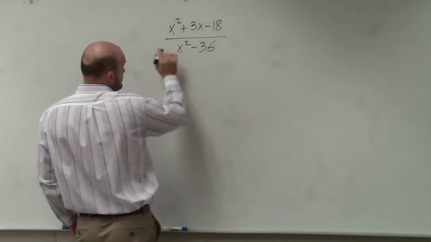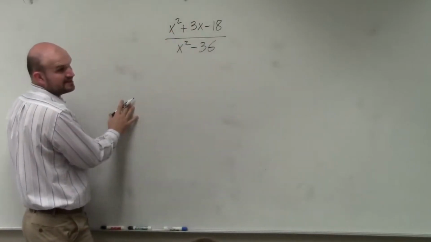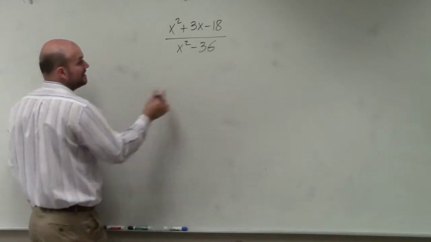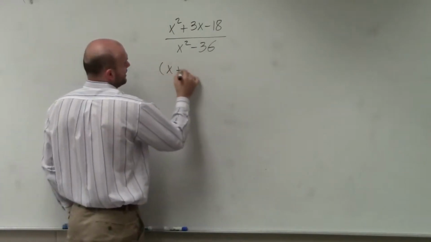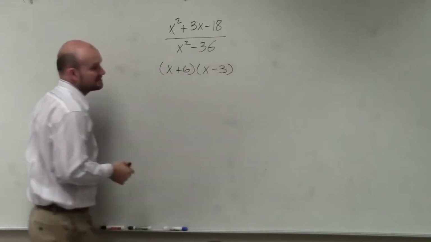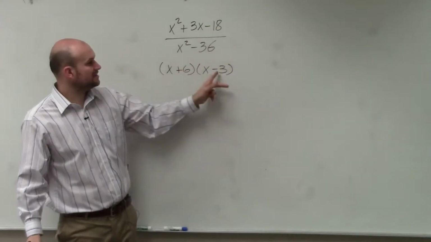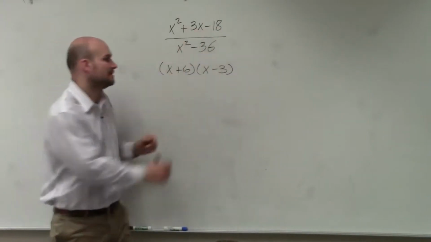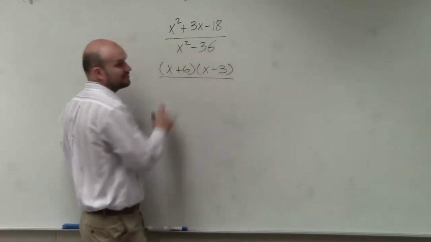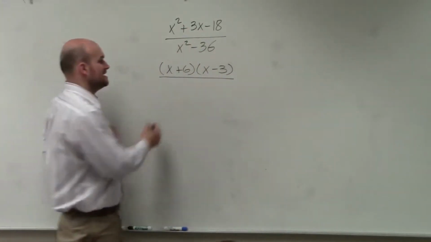So again, this is a trinomial where a is equal to 1. So I basically need to find what two numbers multiply to give you negative 18 and add to give you positive 3. Well, I can determine that that factored form is going to be this. Because I can verify 6 times negative 3 is negative 18. 6 plus negative 3 is positive 3. Then over, I have x squared minus 36. That's a difference of two squares. That would be x minus 6, x plus 6.